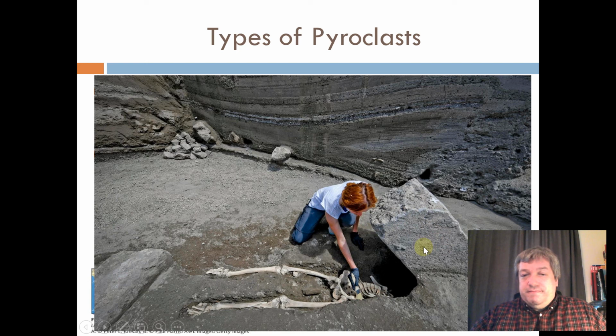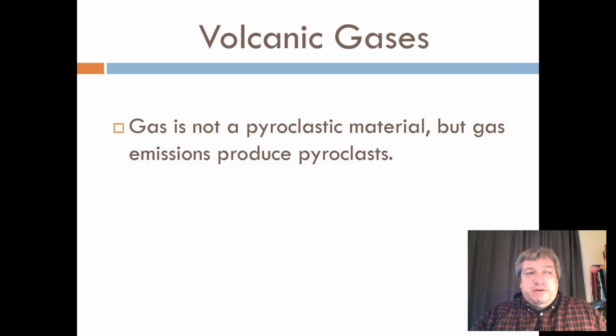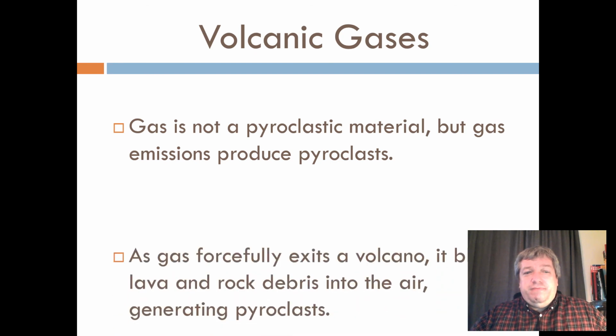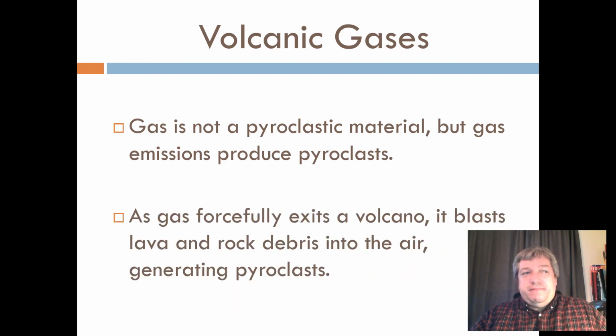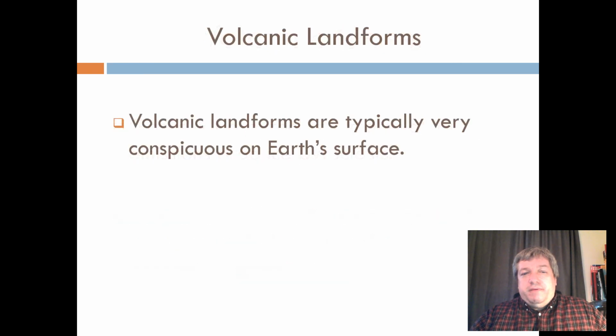All right, the last part we're talking about here is volcanic gases. So gas is not a pyroclastic material, but gas that is an eruption from a volcano can actually cause the production of pyroclasts. So a volcano can be plugged up, the pressure can build, and the gas and the liquid rock behind that magma plug can actually cause explosions, which can make pyroclasts. But gas itself is not. Okay, it's kind of the fuel that does that. So volcanoes are usually pretty easy to spot on the surface of the earth.